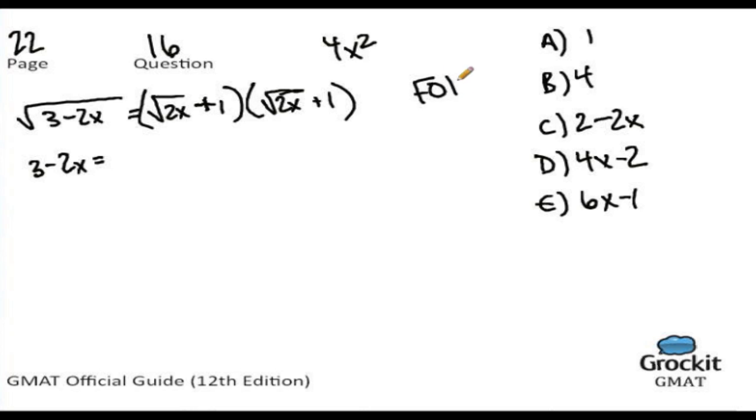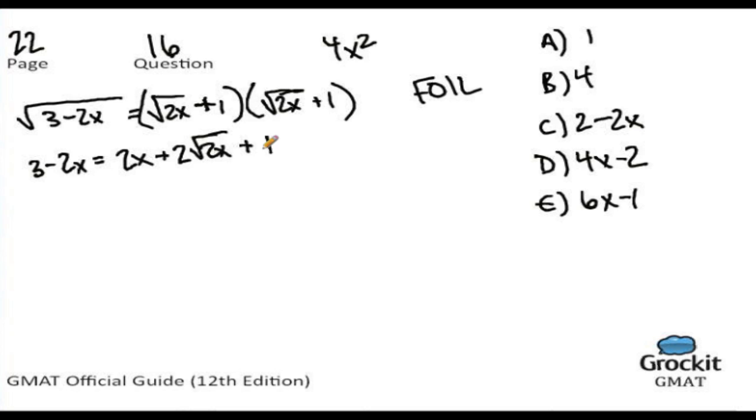Remember, FOIL stands for first, outer, inner, last. It's just a mnemonic device for remembering when you're multiplying binomial expressions by each other. It helps you make sure that you don't end up missing anything. So we do the first terms together. The square root of 2x times the square root of 2x simply equals 2x. The outer terms, in this case, it's plus square root of 2x. The inner terms will also be the square root of 2x, so we can simplify the two of them together. That'll be 2 times the square root of 2x. And then 1 times 1 is 1 still.